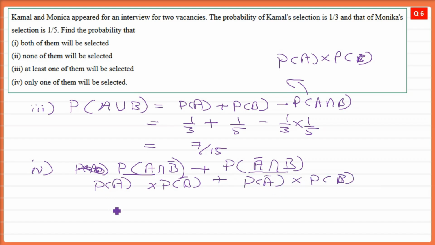P(A) is already given in the question: 1 by 3. P(B bar) we have already computed, it's 4 by 5. P(A bar) we have already computed: 1 minus 1 by 3, 2 by 3. And P(B) was 1 by 5, which is already given in the question, so just write 1 by 5. So the final result will be 2 divided by 5. This is the final probability.